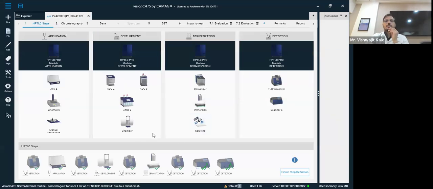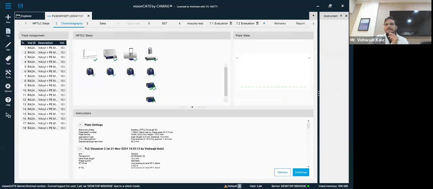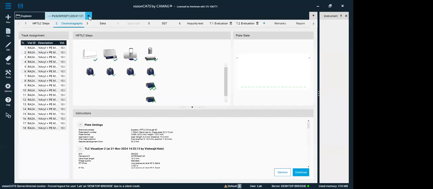Hello, Enchrome team. I hope my screen is visible clearly. Yes, Vishwajit. Okay, thank you.